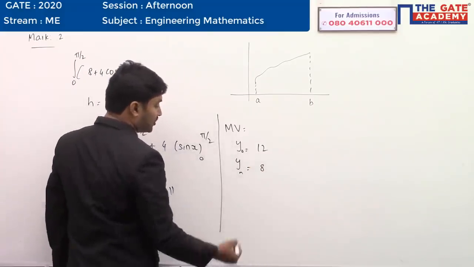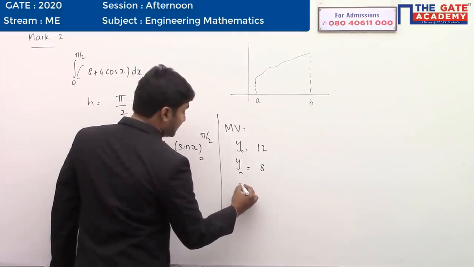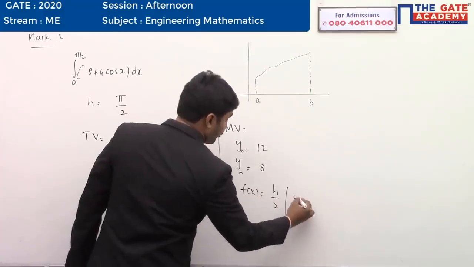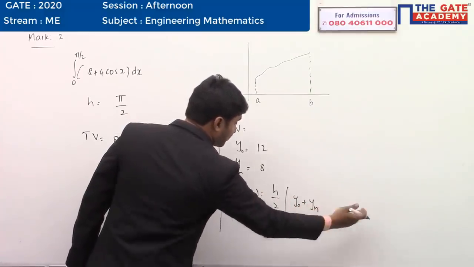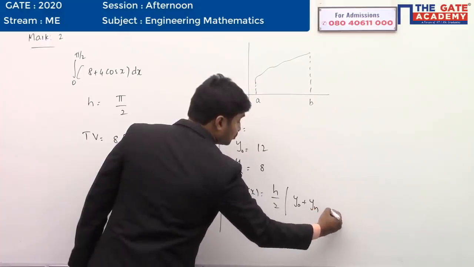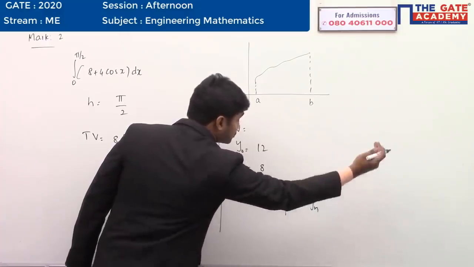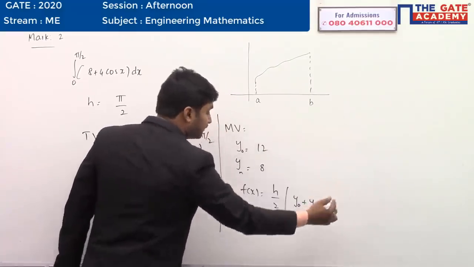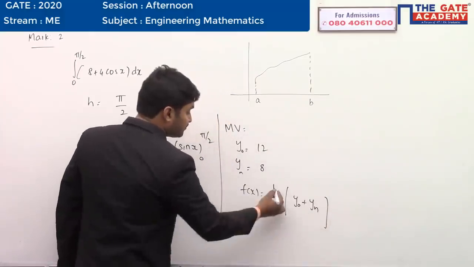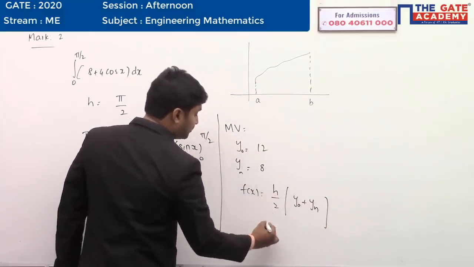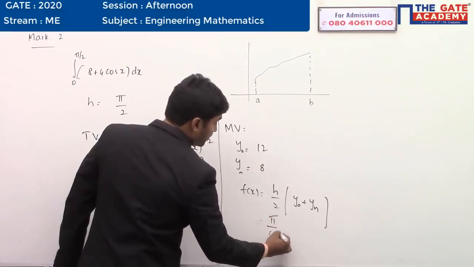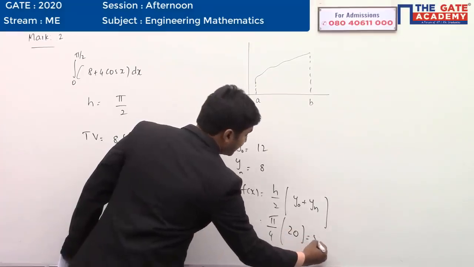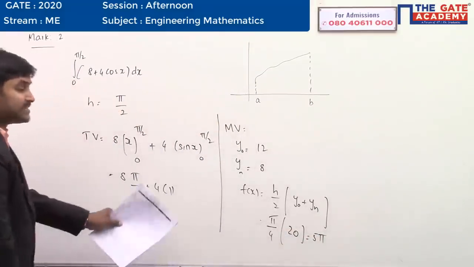Now when you are using the trapezoidal method, the formula is that the integral is equal to h by 2 times y naught plus yn, plus 2 times y1 plus y2 plus y3 and so on up to y of n minus 1. But here nothing else is present because we are only using the end points. Now what is this h by 2? h is nothing but pi by 2, so it becomes pi by 4 over here. Y naught plus yn becomes 20. It means that this value is 5 pi. Okay, this is the measured value.